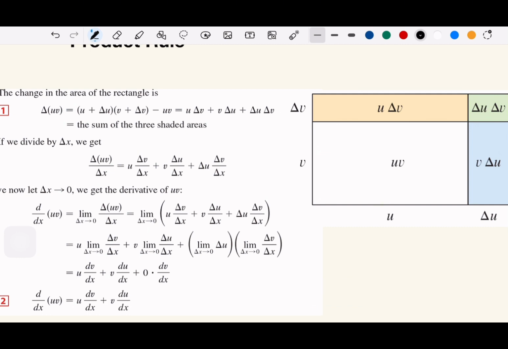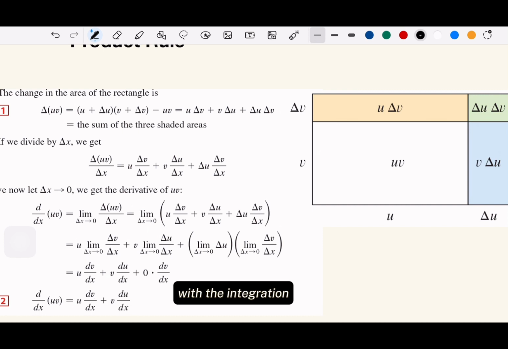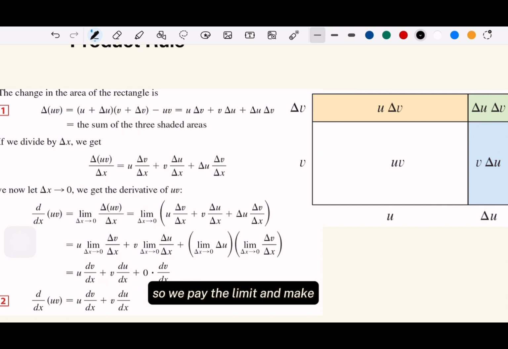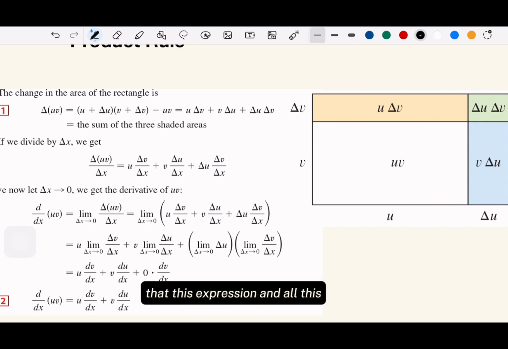And then, as usual, every time we deal with derivatives or later with integration, we are always dealing with getting a limit. So we take the limit and make sure that this delta x gets closer to 0. It's getting smaller and smaller. Then we have this expression, and all of this is going to be taken by this limit. So we're going to compute the limit.